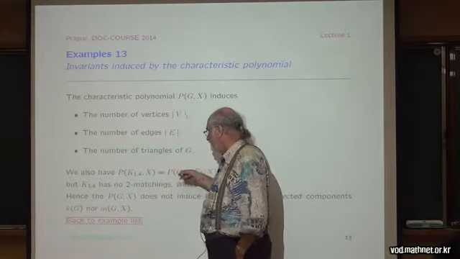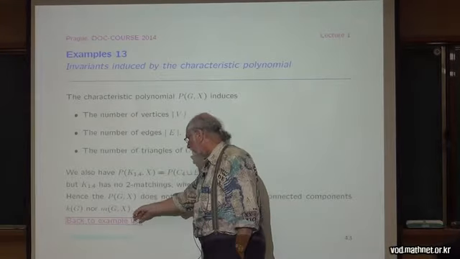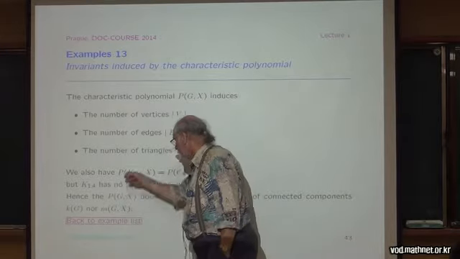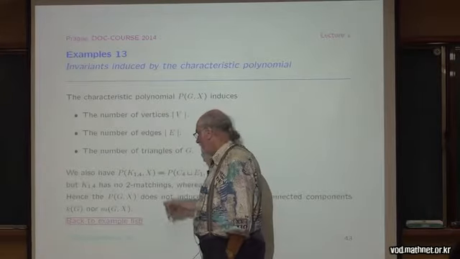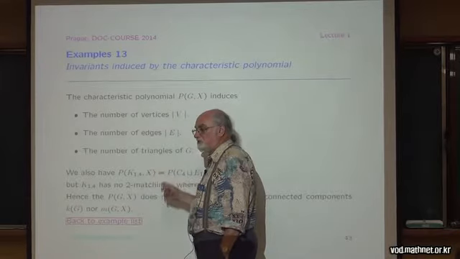So those two graphs show that you can verify that the matching polynomial is different, and you can show that this is connected, this is not connected, and you can verify that the characteristic polynomial happens to be the same.